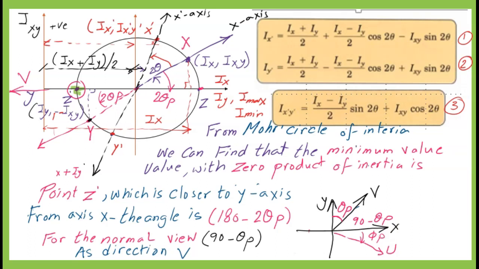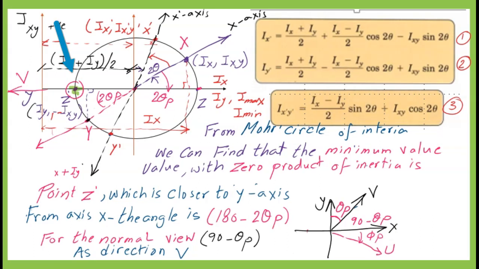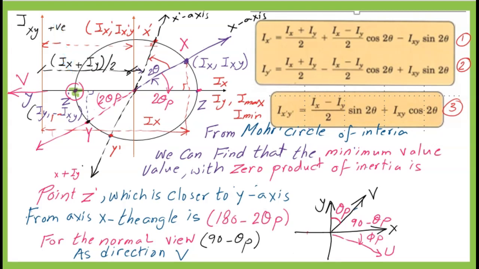Moving to the next slide, slide number 8. The point of minimum value of inertia is point capital Z dash, where the product of inertia Ixy value equals 0. What about the direction of the v-axis? The direction is obtained from Mohr's circle of inertia by an enclosed angle of 180 minus 2 theta b in the anti-clockwise direction, or 2 theta b from the y-axis in the clockwise direction, while in the normal view it has an angle of 90 minus theta b from the x-axis in the anti-clockwise direction.